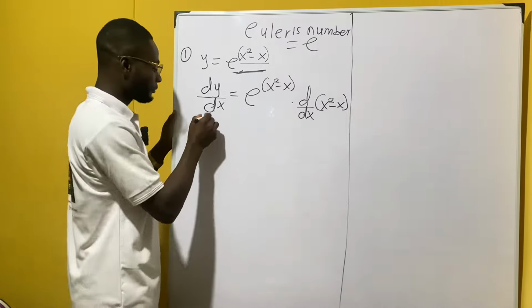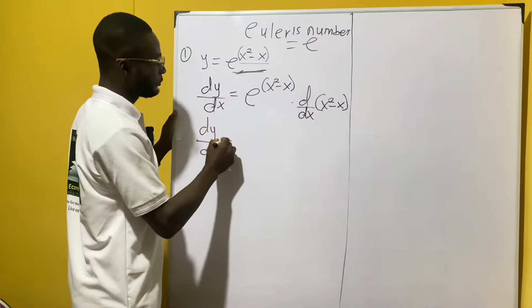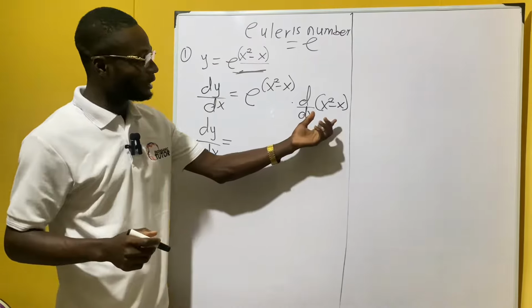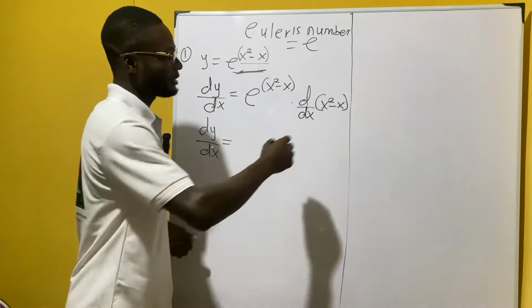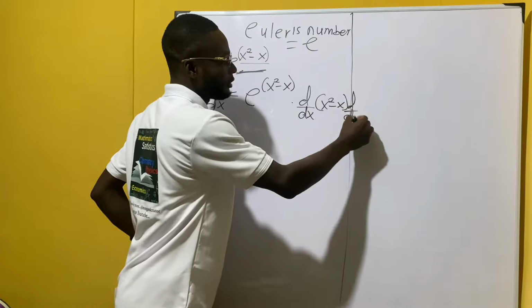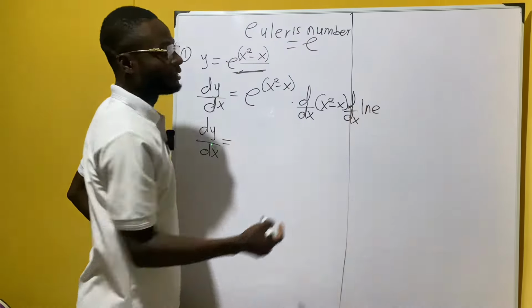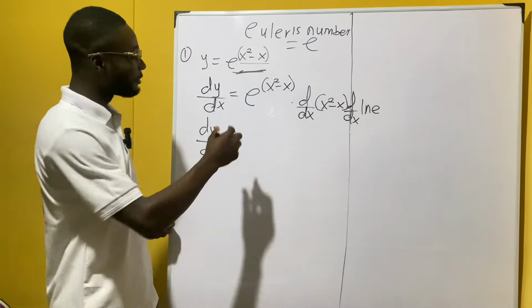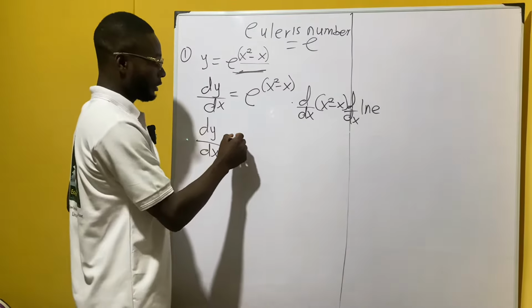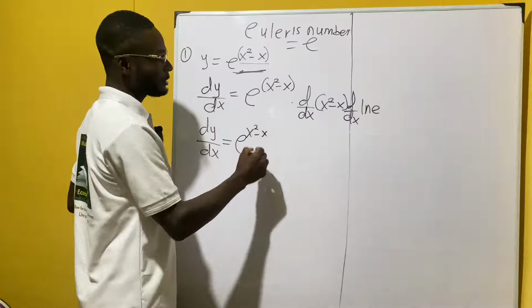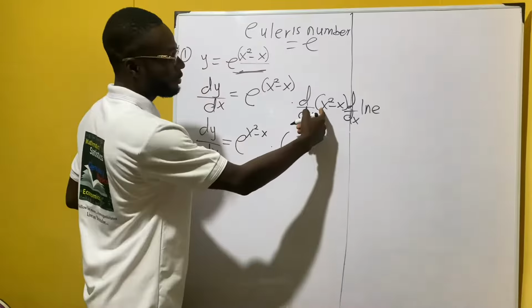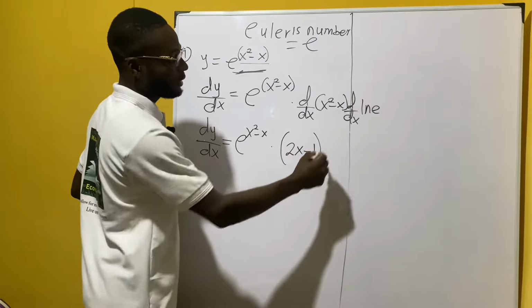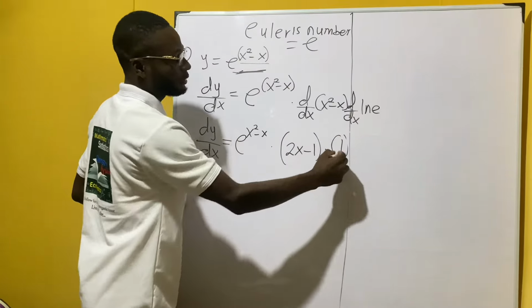And we know that this has a base of e, the natural log base, times the differential of the ln, and we know that this will automatically give us 1. So we have here e power x squared minus x times the differential of x squared minus x, and that gives 2x minus 1, times this, which is automatically 1.